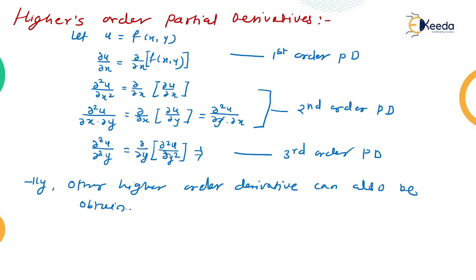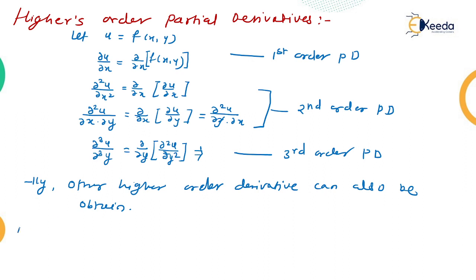So in this way you have to take the differentiation of u with respect to x, first time, second time, third time, and so many times. Just observe how many times the derivative is taken.